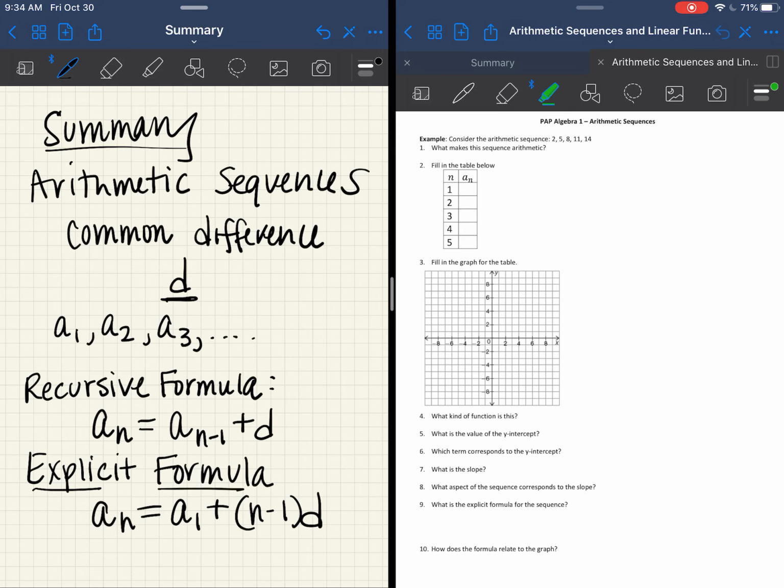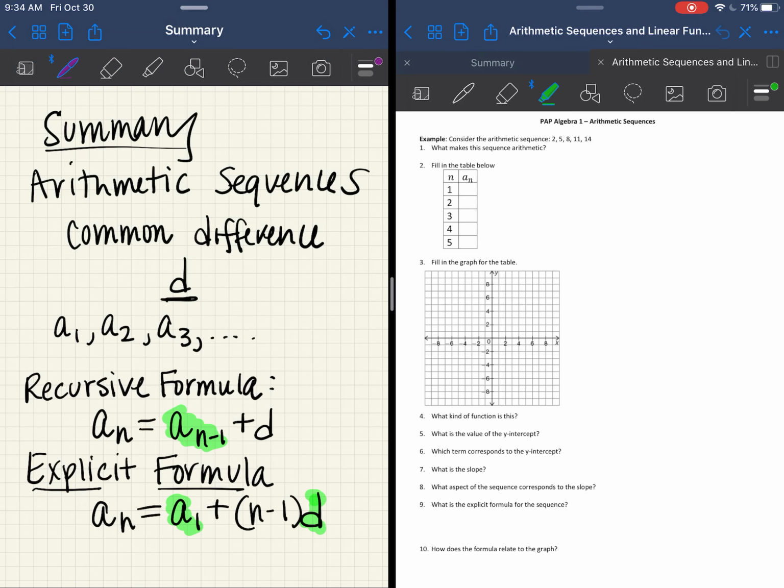Okay, and so we prefer an explicit formula because if we just know the first term and the common difference, we can get to any term without knowing the previous term. For the recursive formula, we have to know the term right before it. And so if I want the 100th term, I would have to have the 99th term to be able to add D to it. So we're not a big fan of the recursive formula. We always prefer the explicit formula.